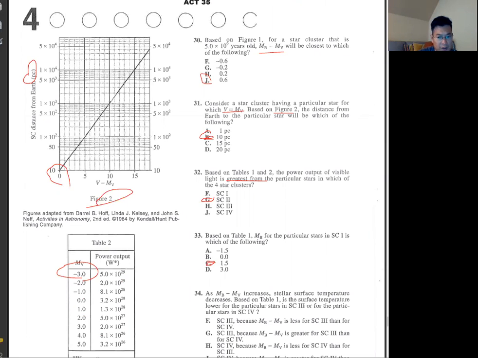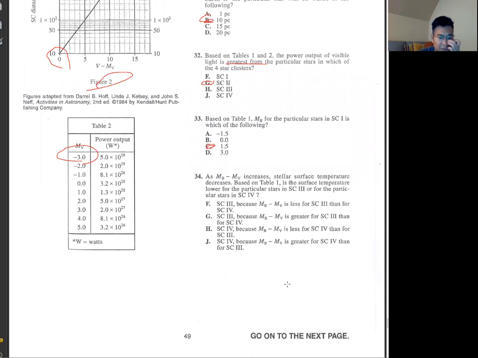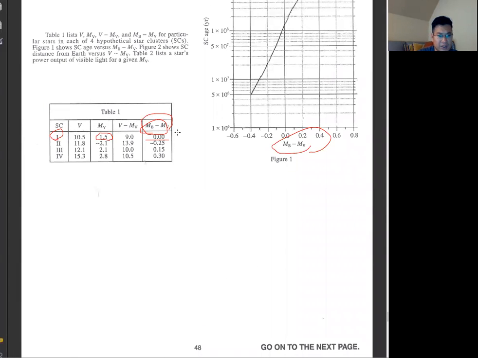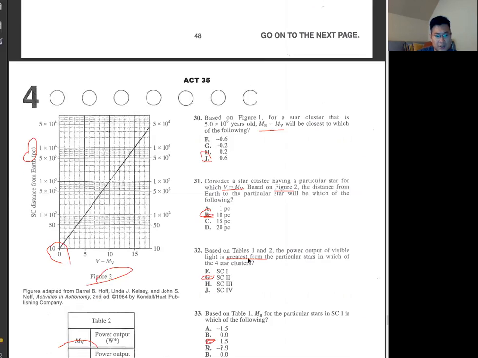And then 34, it says as MB minus MV increases, stellar surface temperature decreases. So based on table 1, is the surface temperature lower for the particular stars in SC3 or for the particular stars in SC4? So it says that MB minus MV increases. You look at MB minus MV, the increase is 3 and 4, both of them are increases. But then which one is greater is 4. That's why the answer has to be J.